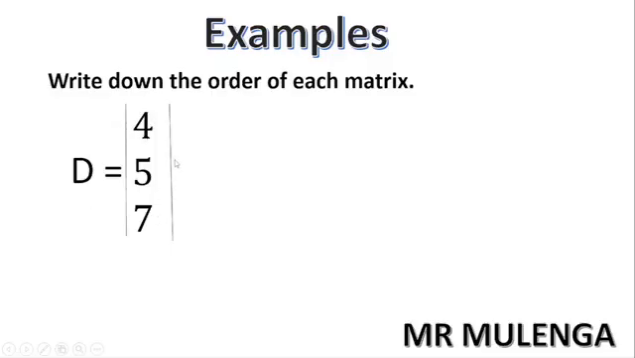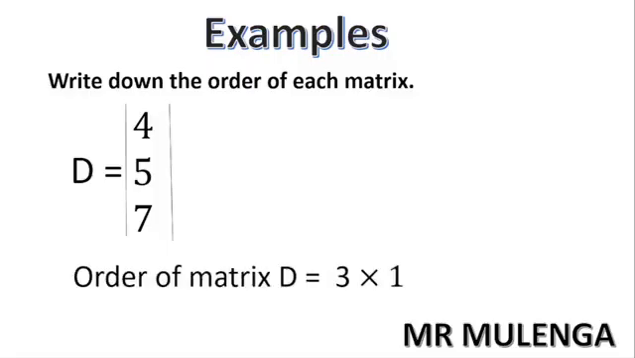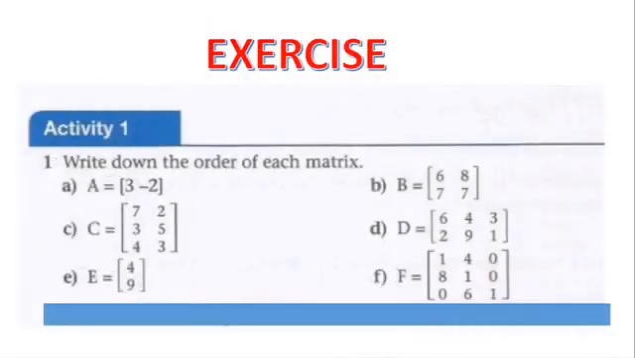So the order of this matrix, we are going to start with the number of rows followed by the number of columns. So the rows, there are how many? 1, 2, 3. The columns 1, because this is a column matrix. So we are going to have 3 by 1. So the order of this matrix D is 3 by 1. I hope that it's clear. You are able to get the concept of what I've explained when it comes to the order of the matrix. You have to make sure that you start with the number of rows followed by the number of columns.